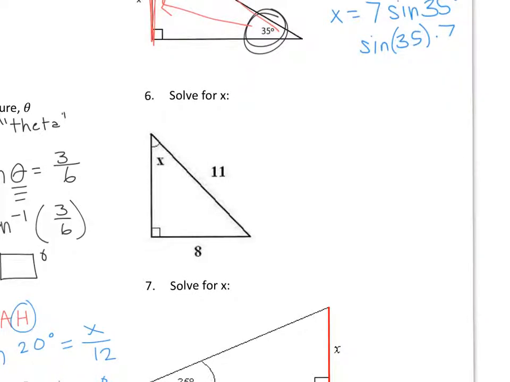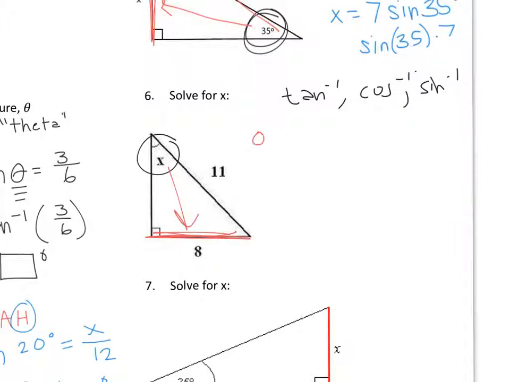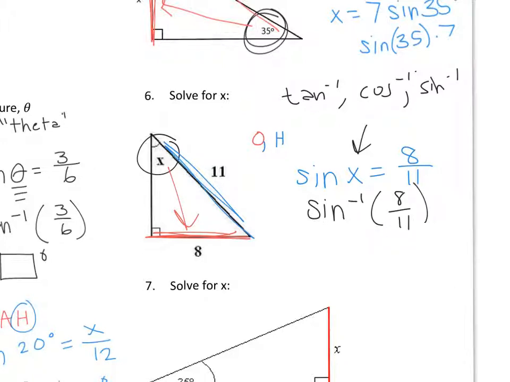And then solve for x. X is an angle measure, so we know at the end we're going to use the inverse button. So it's going to be either tan inverse, cosine inverse, or sine inverse button. So if I have this side, this is the opposite, and I have this side, this is the hypotenuse, I'm going to use sine. So the sine of the angle x equals opposite, which is 8, divided by hypotenuse, which is 11. So since I'm trying to find the angle measure, I'm going to do the sine inverse of 8/11 on my calculator. And that's going to give me my angle measure.